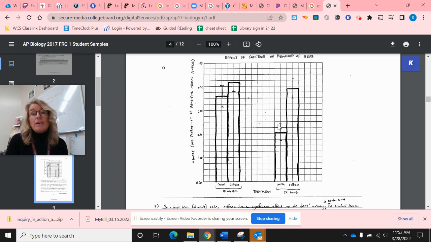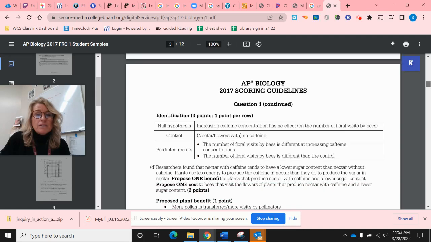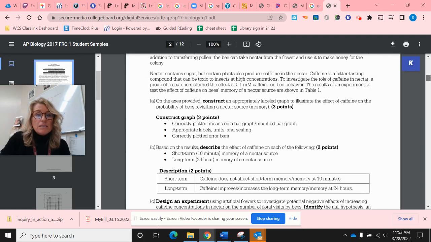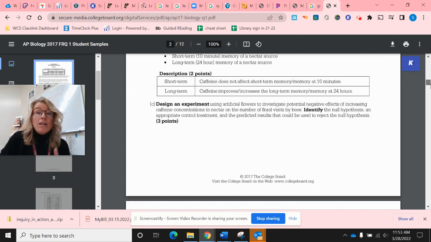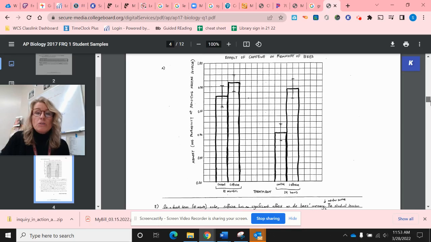That wasn't hard. That was straight up graphing. And then I believe it probably asked, determine if there's a difference. Let's see. Describe the effect of caffeine on each of the following: short-term and long-term. So the null hypothesis is there's going to be no difference. Well, what is the short-term effect?